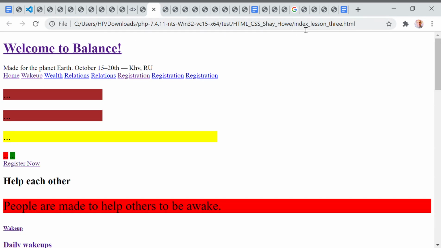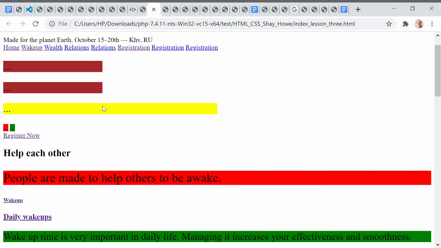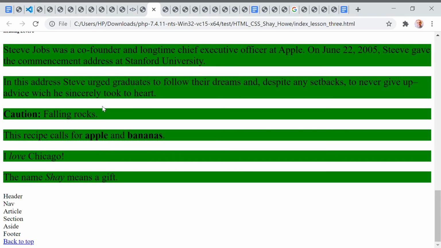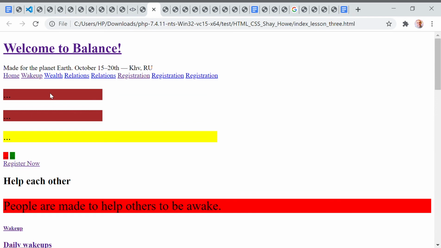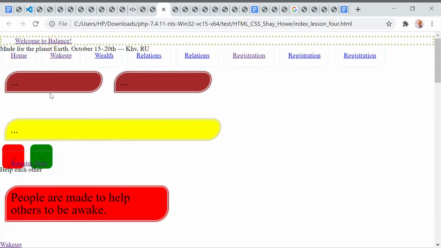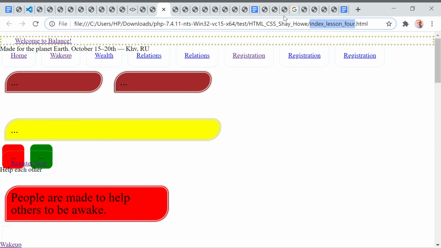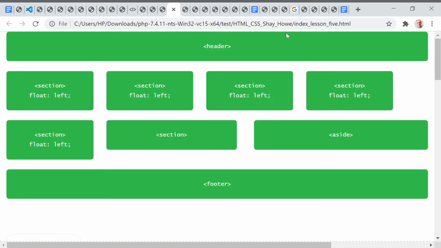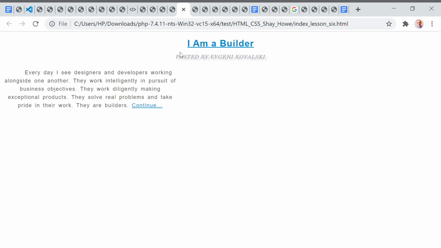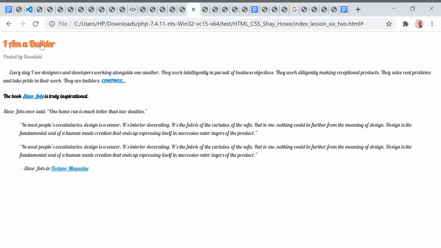Then this is lesson 3. Actually, the total is 12 lessons. This lesson was maybe related to the colors. Then the next one was related to different forms, left and right side. This is the 4th lesson. Then the 5th lesson also had different stages. Then the 6th lesson became like this. I'm a builder. It was nice to make links and work with the fonts and the backgrounds.